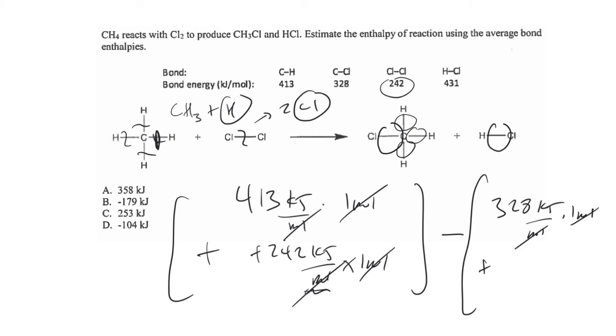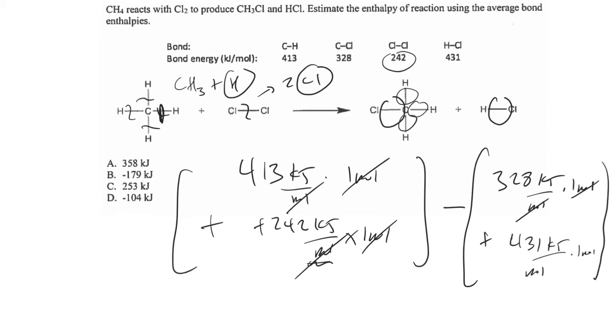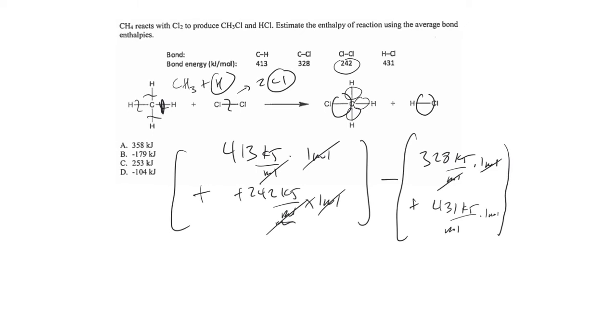Cancel, and then we're adding the sum of the other bond. The HCl bond is 431 kJ per mole times 1 mole. So that's the sum of the enthalpies it takes to break the bonds in the reactants. That's going to be 413 plus 242, and so it takes 655 kilojoules of energy. So if we go from CH4 plus Cl2 to CH3 plus H plus 2Cl, this takes plus 655 kJ.